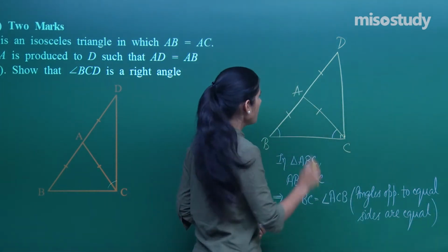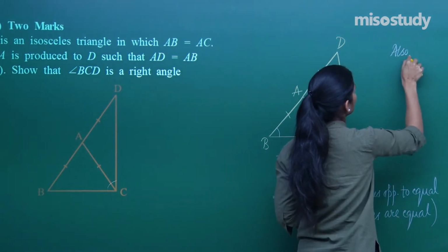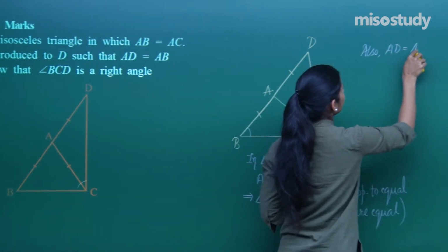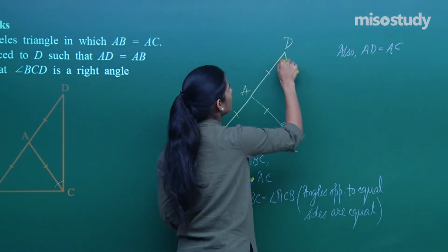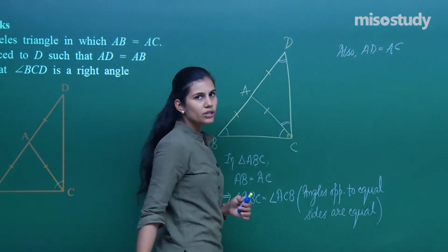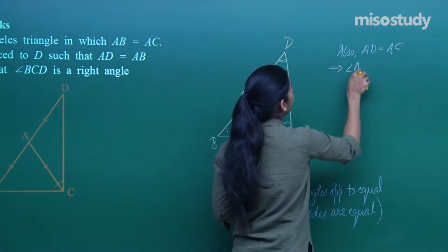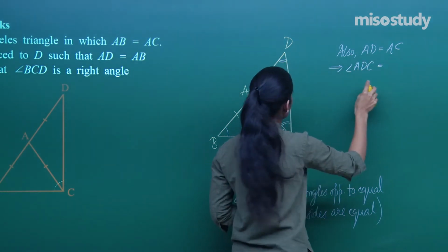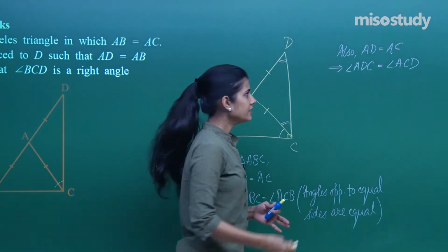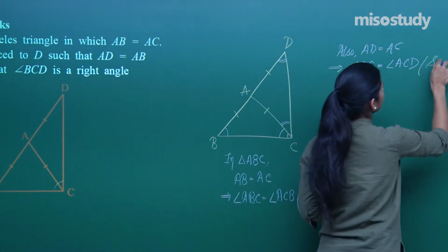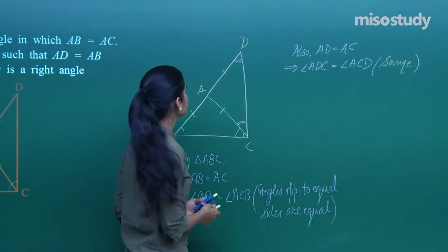Fine. Moreover, because AD is equal to AC, therefore this angle will be equal to this angle. Again, the same reason, angles opposite to equal sides are equal. So, angle ADC will be equal to angle ACD. Fine, same reason.